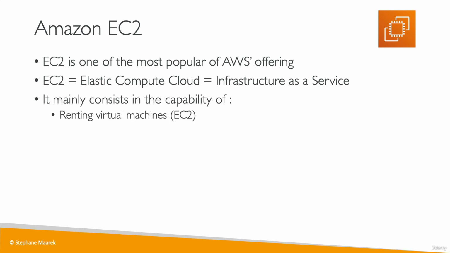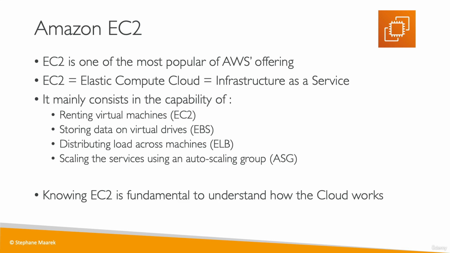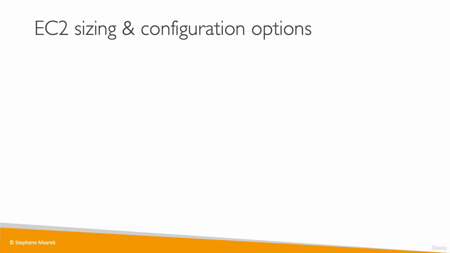So you can rent virtual machines on EC2, they're called EC2 instances. You can store data on virtual drives or EBS volumes. You can distribute load across machines, Elastic Load Balancer. You can scale services using an auto-scaling group or ASG. And all these things, do not worry, we will see in depth during this course. Knowing how to use EC2 in AWS is fundamental to understand how the cloud works, because as I said from before, the cloud is to be able to rent the compute whenever you need on demand, and EC2 is just that. So EC2, what can we choose for our instances?